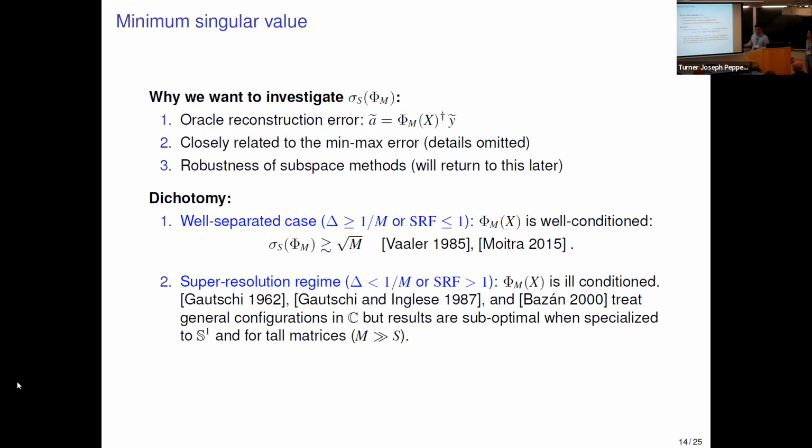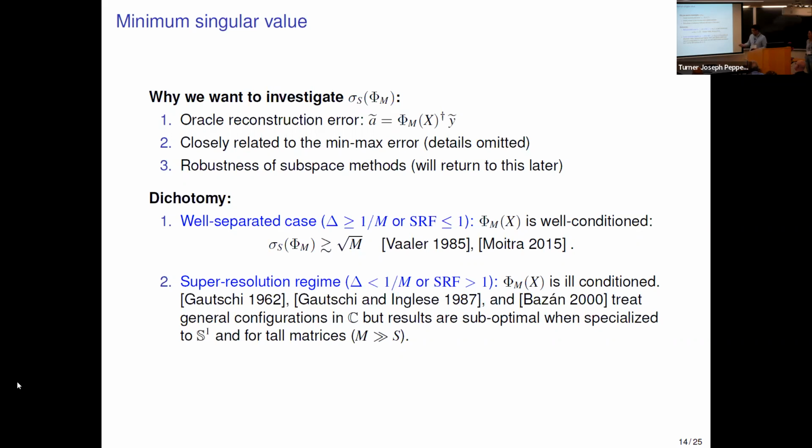So these things are classical. What can you say about these matrices? Well, going back to, say, Valor, it's shown that when the spikes are well separated enough, these matrices are essentially as well conditioned as they possibly can be, because they have S columns. Each column has L2 norm square root of M. And this result by Valor shows that the smallest singular value is on the order of square root of M.